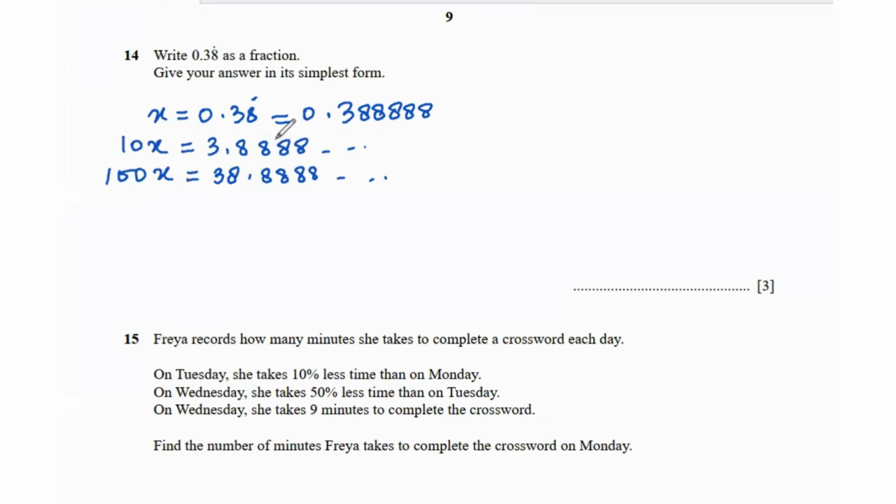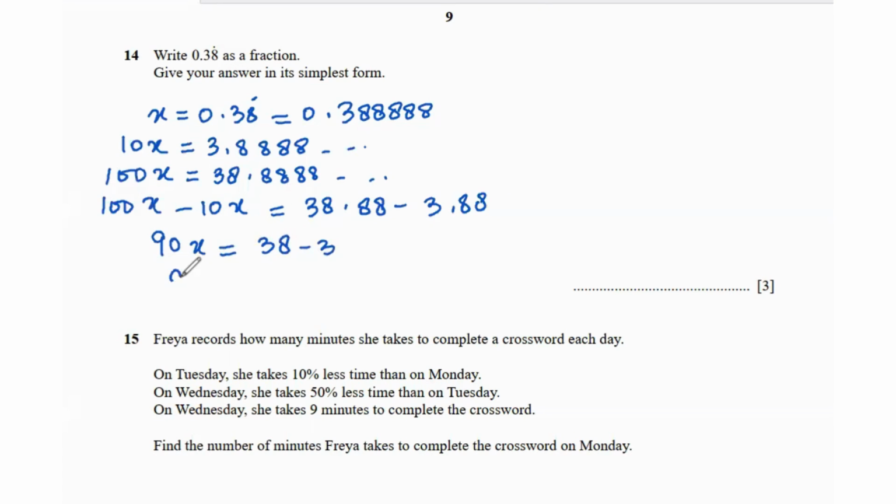So our goal is to figure out how to get rid of this decimal so that we have this recurring decimal as a fraction. If you notice, if I subtract 100x and 10x, that will get rid of all of the 8s after the decimal. So 100x minus 10x is basically 38.88 minus 3.88. I'm just going to write 2 8s because it's still the same 8 recurring. So 90x equals 38 minus 3, which is 35. So x is going to be 35 over 90.